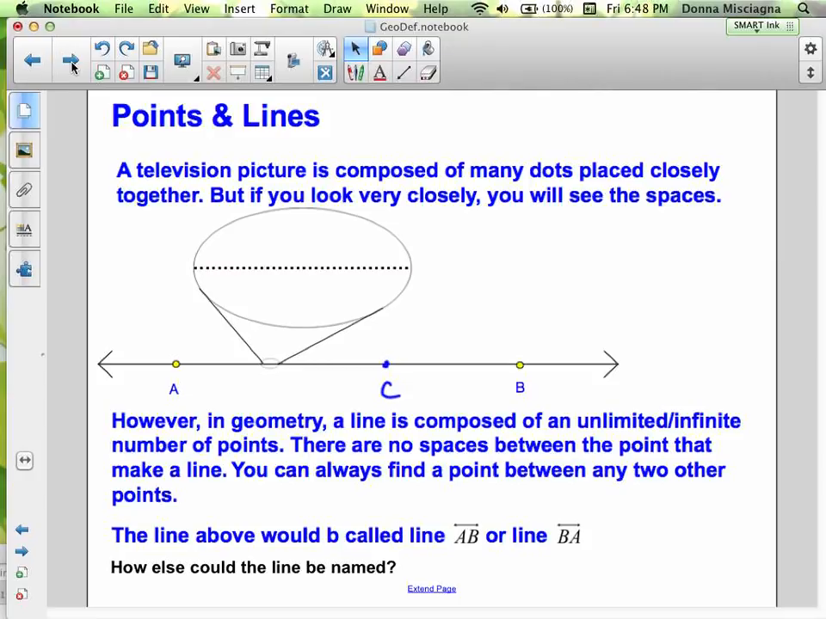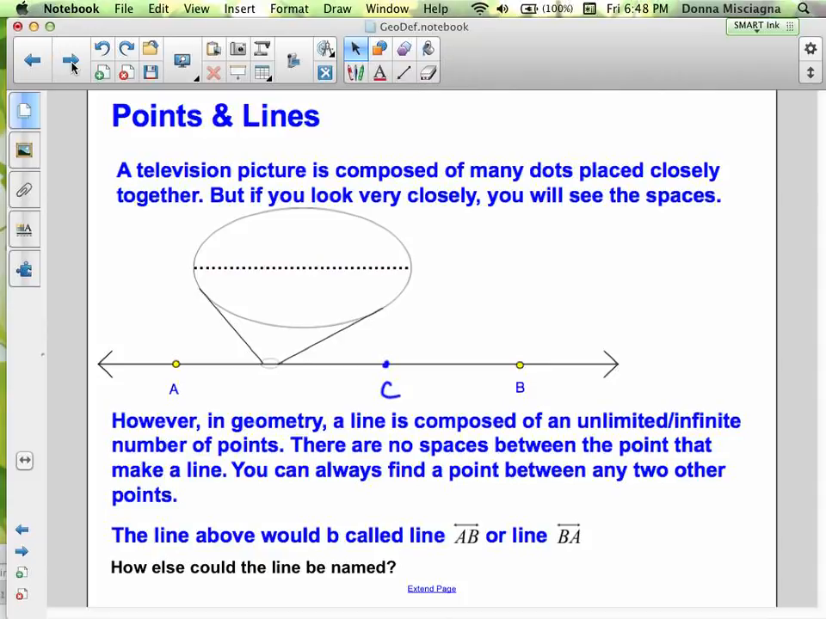Points and lines. So a television picture is composed of many dots placed closely together. If you look very closely, you'll see the spaces. Right? So it looks like it's a solid line, but when you look really, really closely, you see some spaces there. However, in geometry, a line is composed of an unlimited, infinite number of points. There are no spaces between the points that make a line. You can always find a point between any 2 other points.